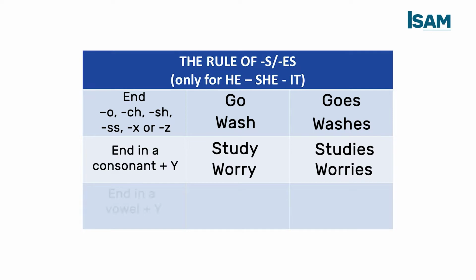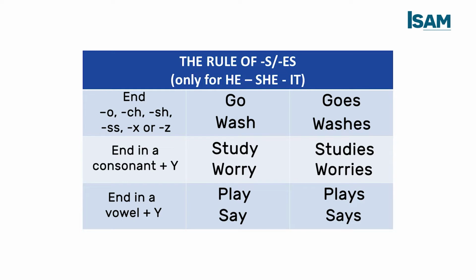And if the verbs end in a vowel plus Y, we are going to add an S. For example, play. Play ends in the letter Y, but before this letter there is a vowel. For that reason, we are going to add an S at the end of the verb. Play, plays. Or say. If we are going to use this verb in simple present with the subject pronouns he, she, or it, it will be says. So, don't forget it.